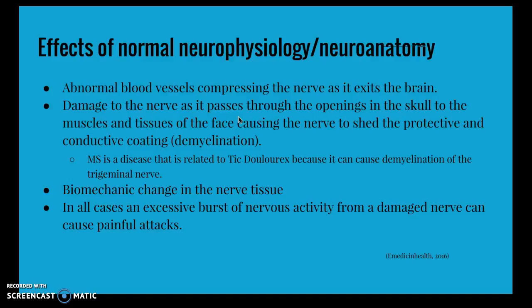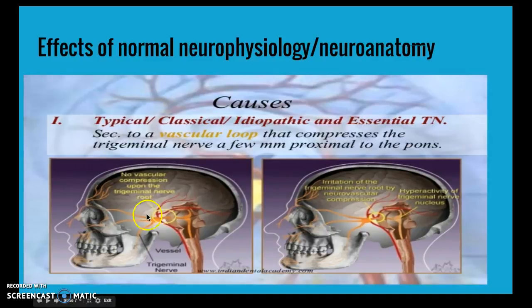So I'm going to go to this next photo, and you can see here, this is a normal trigeminal nerve that has no vascular compression. But if you go over here to this one, you can see the irritation of the trigeminal nerve root and this is a neurovascular compression. So you can see that it's compressing on the trigeminal nerve, and what happens is this compression sends hyperactivity into the nucleus of the trigeminal nerve, and all that hyperactivity is what shoots out all the different pains depending on which branch is associated.